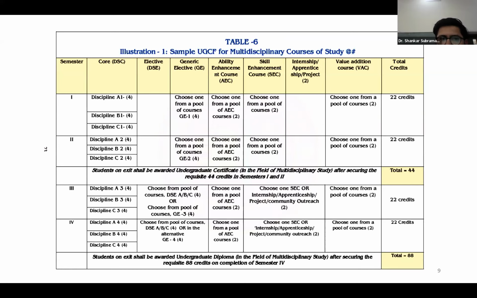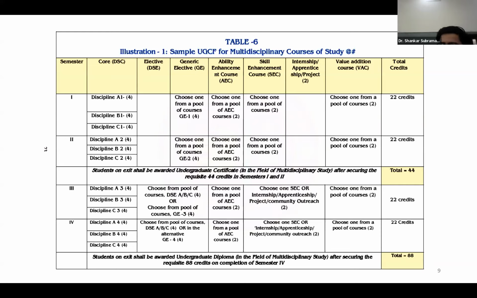In each semester. For first semester, the credits are 22 credits and the distribution is each discipline 4 credits of core paper is given plus GE from a pool of courses as offered for them, and AECC like for the honors courses, and SEC like for the honors courses, and VAC like for the honors courses.